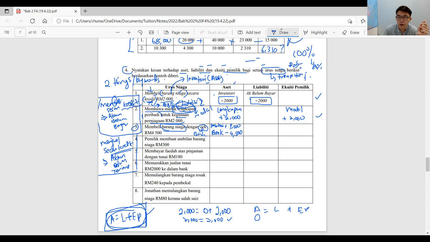Betul. Then your liability, no changes. Equity pemilik, no changes. So it is 0 to 0. So is it imbang? Yes, it is balanced. It is the same. So this is correct. Do you understand or not? If yes, give me a yes.